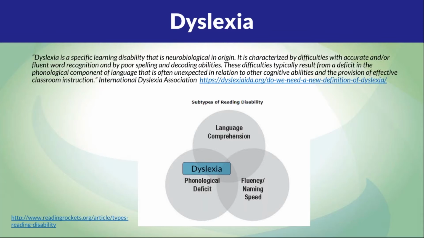The important thing to know about dyslexia is that dyslexia is a specific learning disability that's neurobiological in origin and is characterized by some really specific kinds of things. Now, there's some idea that there are mixed definitions of dyslexia, and that's sort of true on the abstract level, but at its core, there's pretty consistent agreement in terms of accurate and fluent word recognition, poor spelling and decoding abilities.